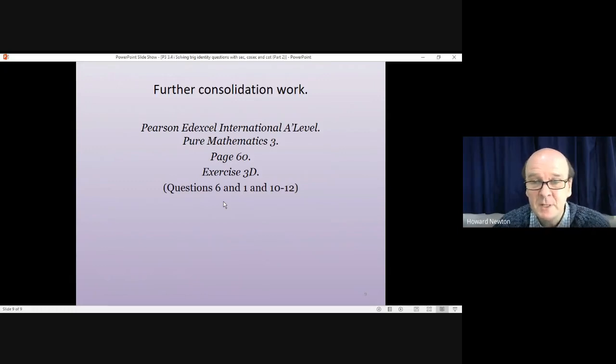If you have the textbook, turn to page 60. Have a go at exercise 3D. And questions 6, 1, and 10 to 12 are on those types of question.